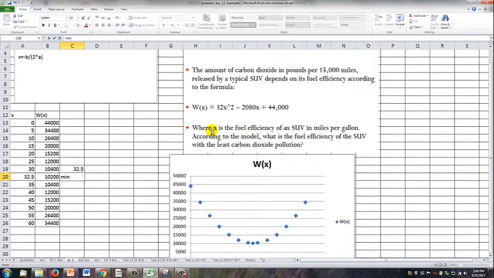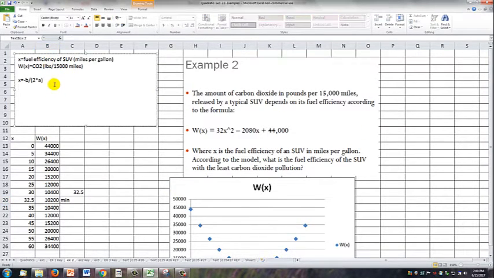So where is the x? Where x is the fuel efficiency of SUV in miles per gallon according to the model, what is the fuel efficiency of the SUV with the least carbon dioxide? So I found the smallest y value. So here's where my Math English Dictionary comes in. When the x, or fuel efficiency, is 32.5, what are my units? Well, I wrote it down right here. Miles per gallon. Then the least amount of CO2 is produced. And I didn't ask you, but if you were asked, you could write the answer, which is 10,200. And I'm looking right here at my dependent variable units, and I know that it's pounds per 15,000 miles.